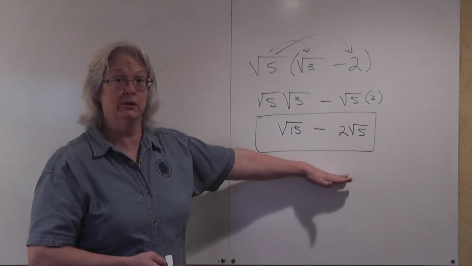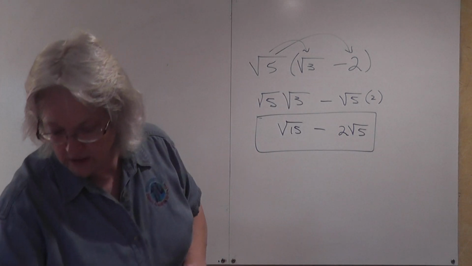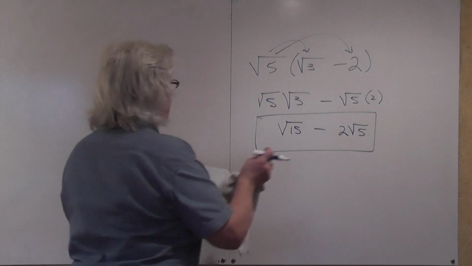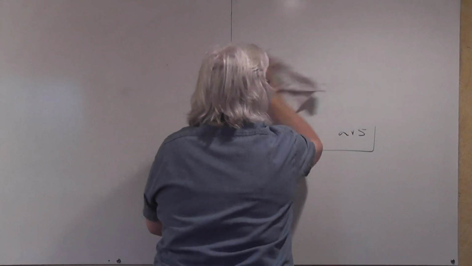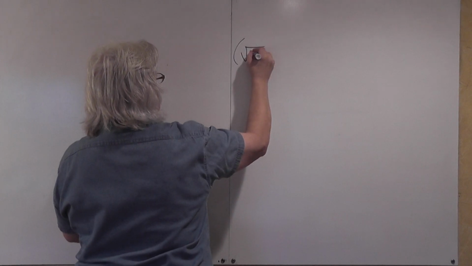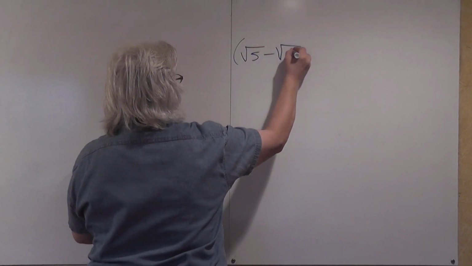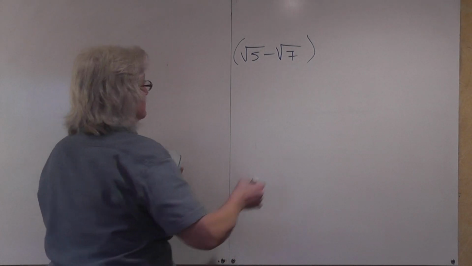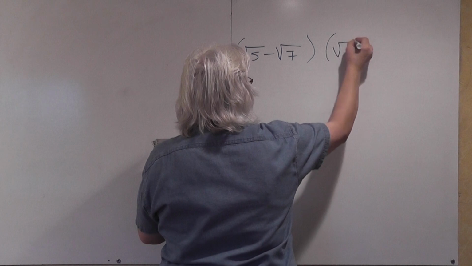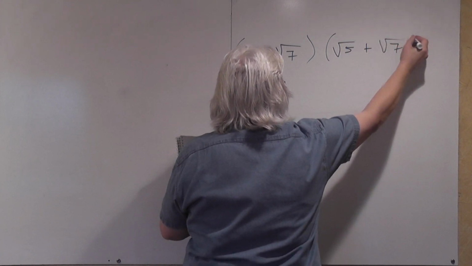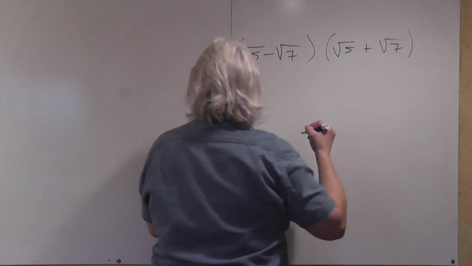This is our solution. So let's go ahead and look at example 2 on page 429 and see what we have here. Our instructions say multiply the square root of 5 minus the square root of 7 times the quantity the square root of 5 plus the square root of 7.